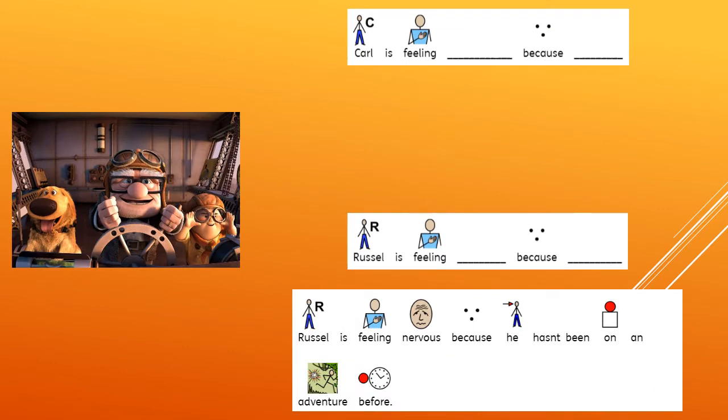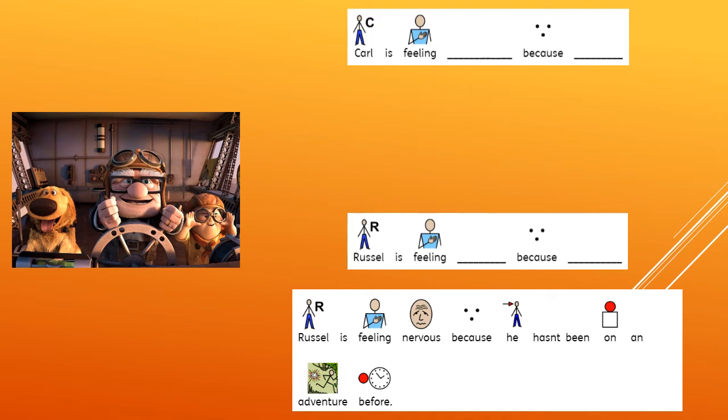Let's try a different picture. Here I have a picture of Carl, Russell and Doug. They look like they're in an aeroplane, and they look like they're flying. I wonder how they're feeling. I've done one for us for Russell. Russell is feeling nervous because he hasn't been on an adventure before.